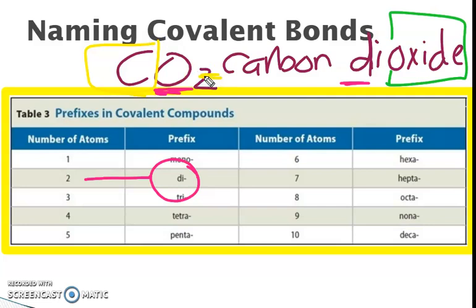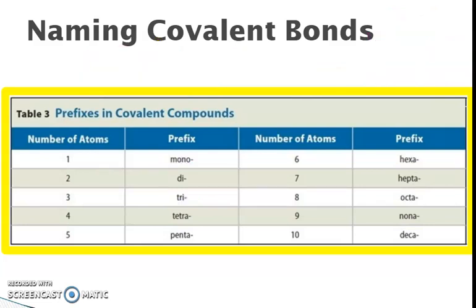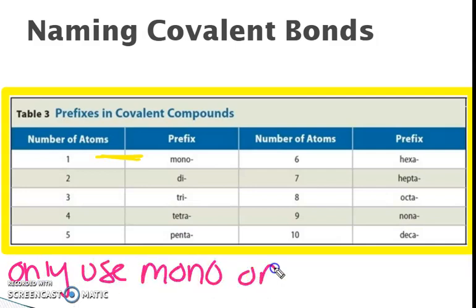And that's one thing that will be noted here is that we do have a prefix for 1 being mono, but we're only going to use mono on the second element, okay? So we're only going to use mono on the second atom. Okay, so let me give you an example. So we said CO2 was carbon dioxide, right? And we've all heard of carbon dioxide.